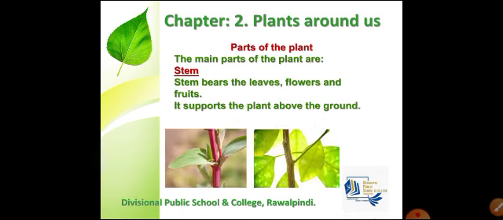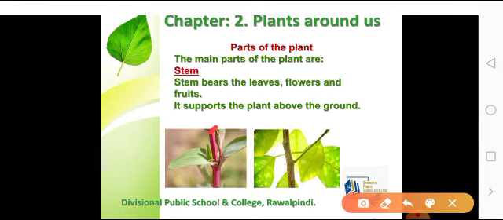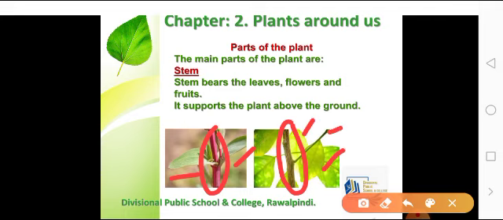The next is the stem. Stem is also a very important part. Stem bears the leaves. You can see in the picture, I will take the pen. This is the stem and these leaves are attached to the stem, along with small branches. I have circled the stem. And these are the leaves. So the stem bears the leaves, flowers and fruits. In your last picture you saw that the flowers and the fruits are also attached to the stem.